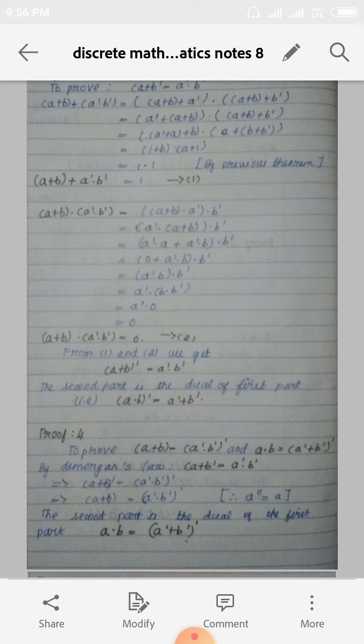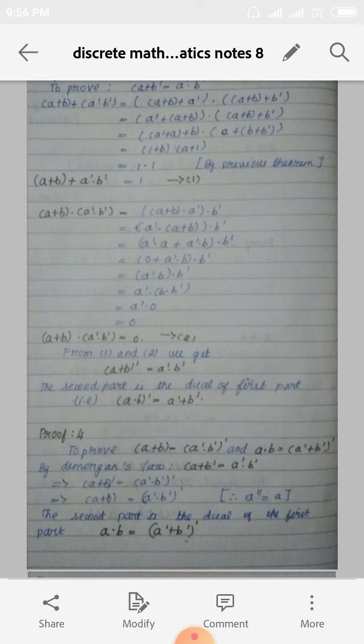dot B'. So the second part is the dual of the first part, that is (A dot B)' is equal to A' plus B'. Instead of multiplication, we have to apply only the addition. See the fourth one. To prove A plus B is equal to (A' dot B')', and A dot B is equal to (A' plus B')'.